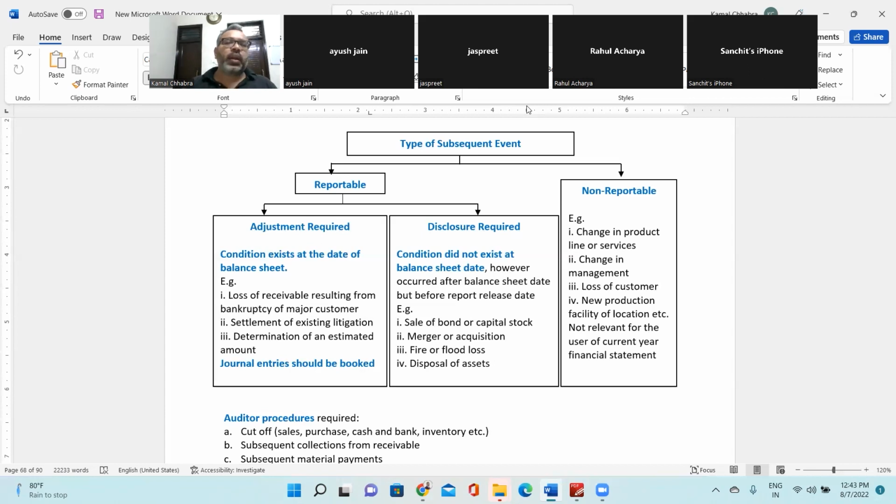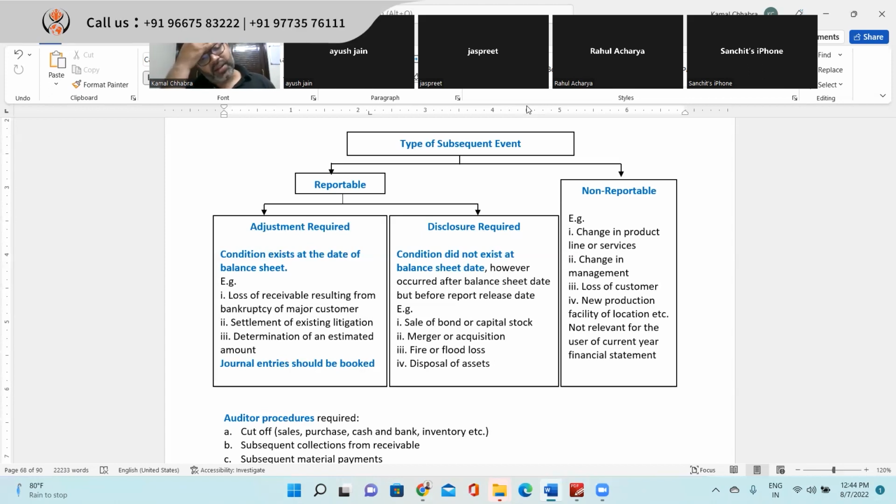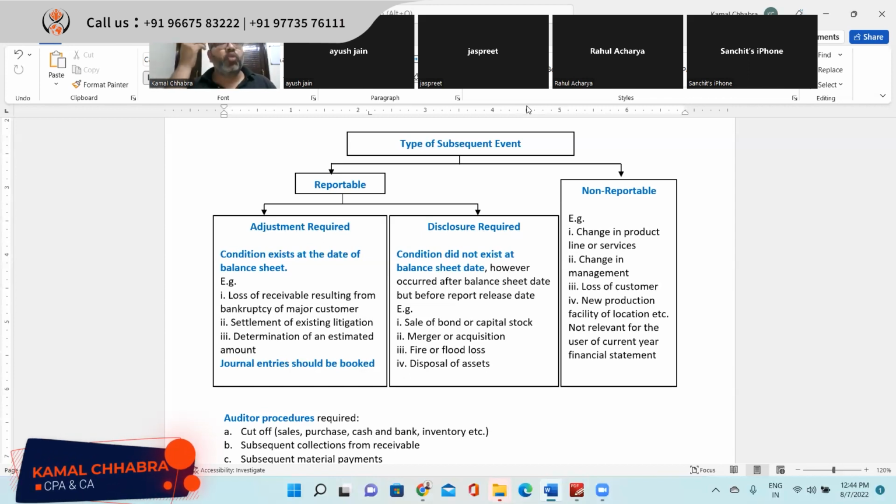In disclosure, the condition did not exist at the balance sheet date, however it occurred after the balance sheet date, but before the report release date. For example, sale of bond or capital stock, any merger or acquisition, any fire, any flood or disposal of asset, right? So here on the balance sheet date, you have not entered into any merger agreement. But in January, you entered into a merger agreement or acquisition agreement. So that's a significant event, even though it does not have an impact on the numbers. But users of the financial statements would be interested in knowing what exactly you are acquiring, with whom you are actually merging, what assets you are disposing of, right?